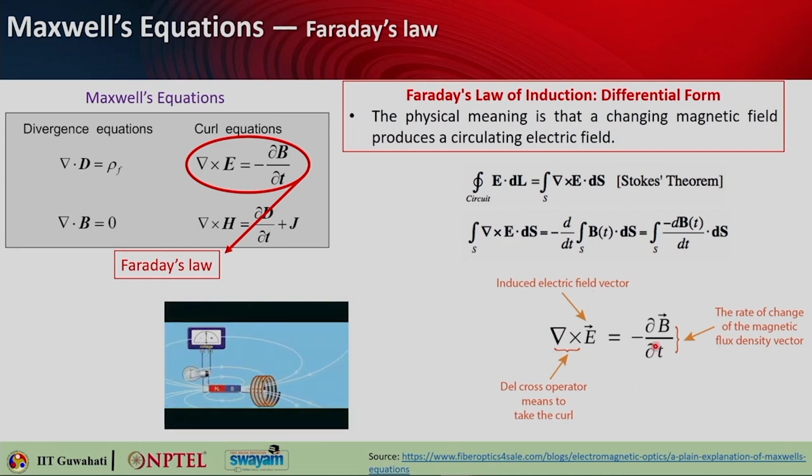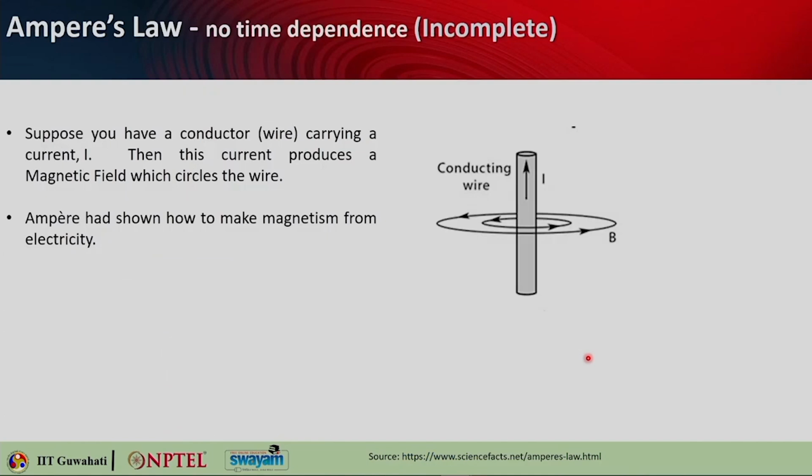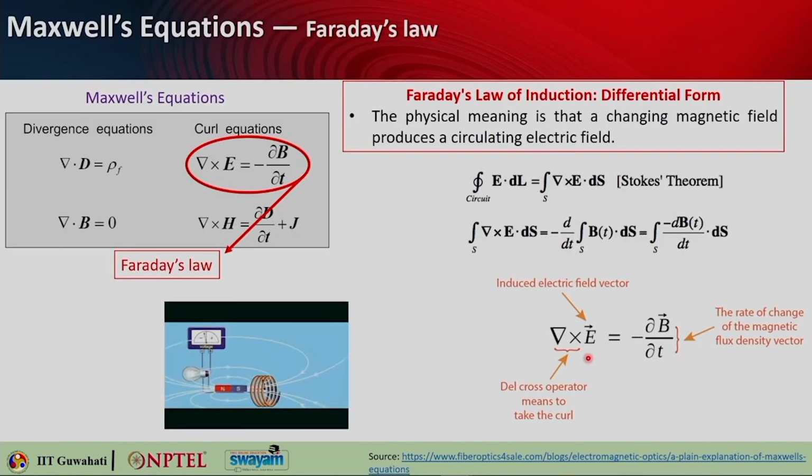So the physical meaning is very simple: a changing magnetic field will introduce a circulating electric field. Changing means it is changing with time. So a time varying magnetic field will introduce a curl of E, meaning a circulating current. Curl means the electric field going this way, so there is a circulating current. So this is Faraday's law.